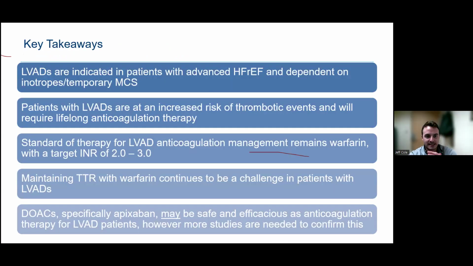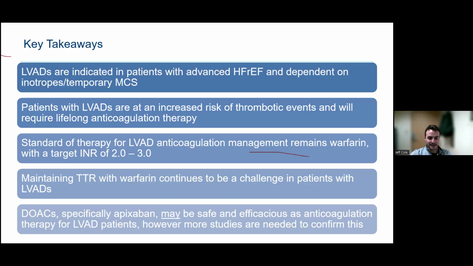Some of the key takeaways from this presentation I just want to point out. LVADs are indicated in patients with advanced HFrEF who are dependent on inotropes or temporary MCS. Patients with LVADs are at increased risk of thrombotic events and will require lifelong anticoagulation therapy. The standard of therapy for LVAD anticoagulation management remains warfarin with a target INR of 2 to 3. Maintaining TTR with warfarin continues to be a challenge in patients with LVADs. DOACs, specifically apixaban, may be safe and efficacious as anticoagulation therapy for LVAD patients. However, more studies are needed to confirm this.